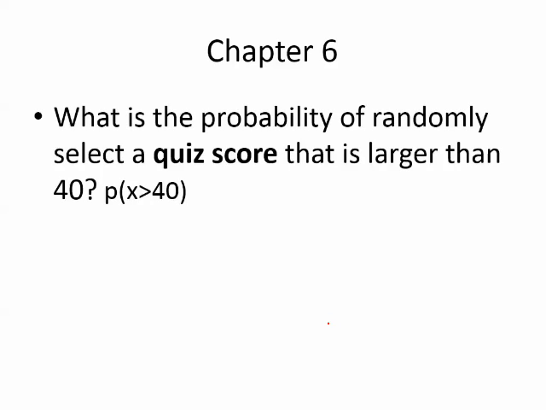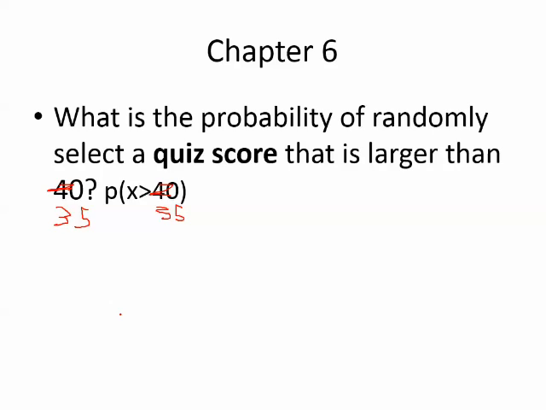So in Chapter 6, we could ask this question. What's the probability of randomly selecting a quiz score that is larger than 40? Well, let's change that for a second. I actually changed these. We're going to say 35. Just forgot to change this. So ignore 40. We're going to look at what is a quiz score that is larger than 35. So how do we do that?